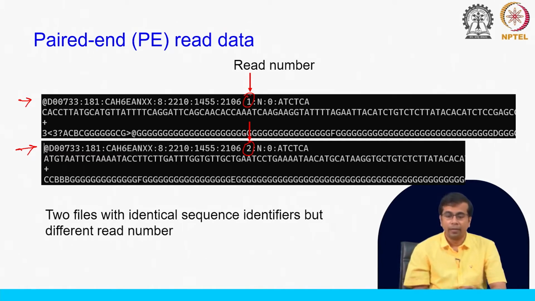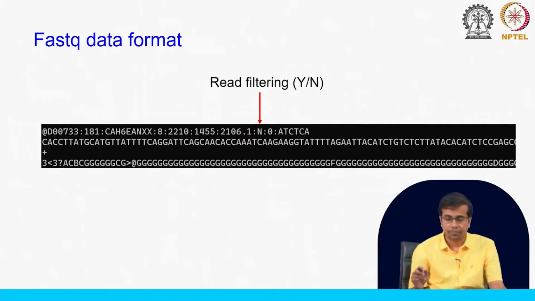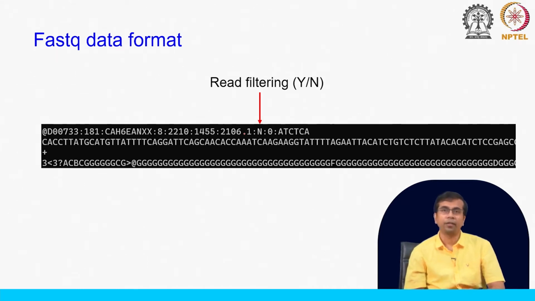The next field shows whether the read is filtered or not. When you run experiments, the signal processing software in the instrument, which processes signals and calls the bases, can do some filtering. You can set some filtering, and if the read is filtered it probably has some issues. N means it is not filtered, so it is actually of good quality as per the software, whatever the thresholds are.